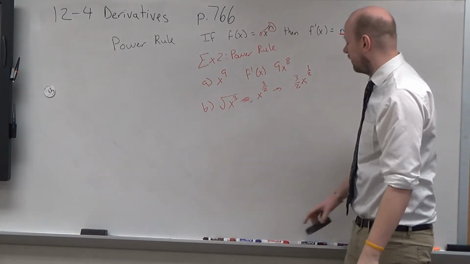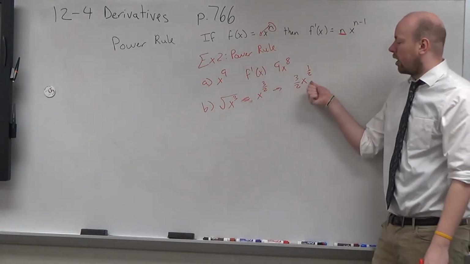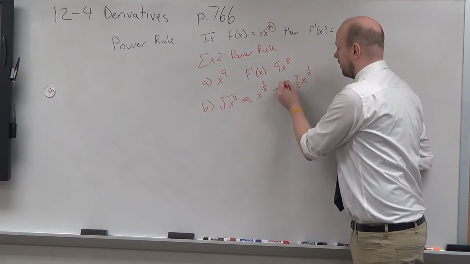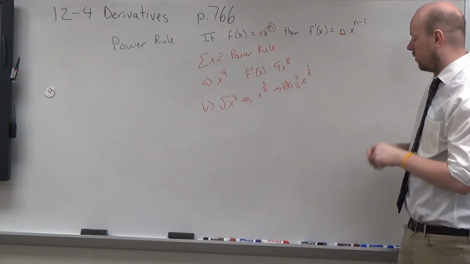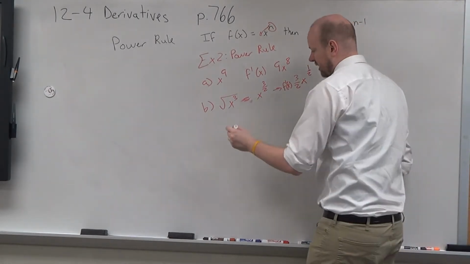But for the sake of argument, our power rule says that this has to be our derivative: 3 halves x to the 1/2. Now let's get one last one.